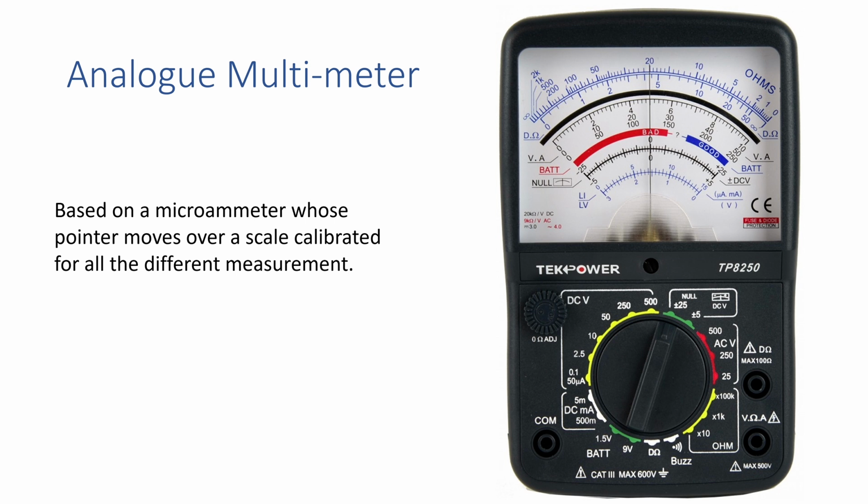Mirrored scale and large meter movements are used to improve resolution. 2.5 to 3 digits equivalent resolution is usual.